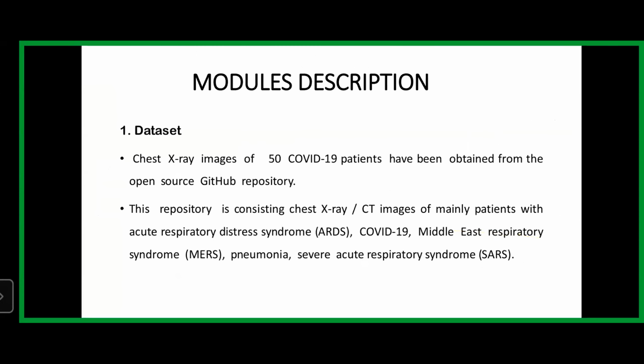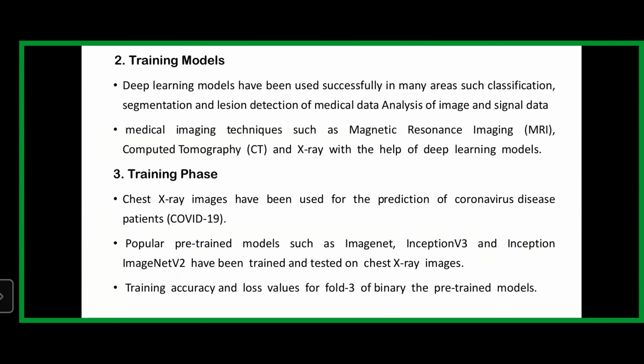And the next one is the description of the dataset, which is mainly taken from a GitHub repository. Millions of chest X-ray images can be uploaded at a time, and shortly the result is declared. The training models use deep learning approaches in the data analysis technique, which can also be used for MRI. In the training phase, 3 models are used and accuracy is improved, with databases such as ImageNet. These are the database software used in the training phase.